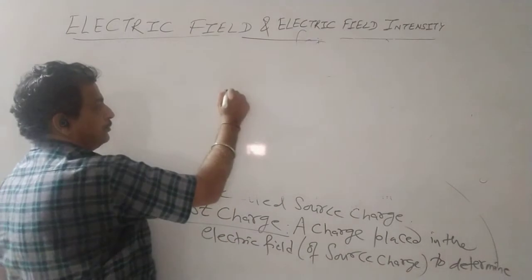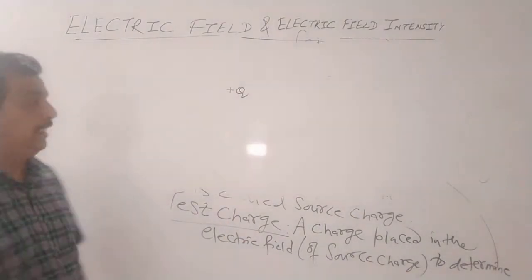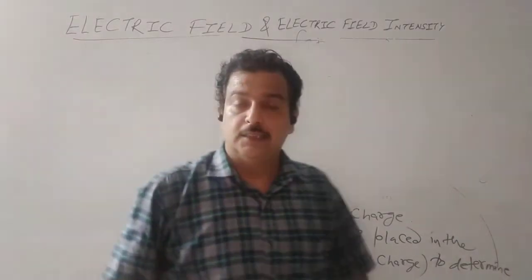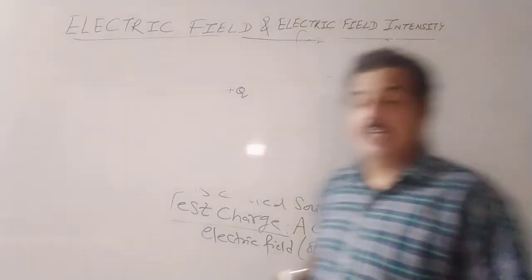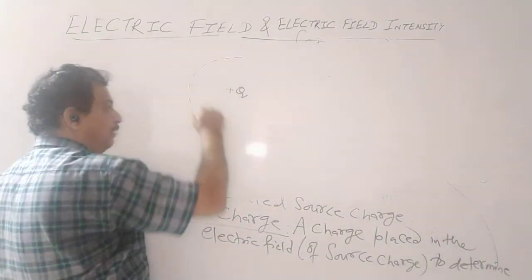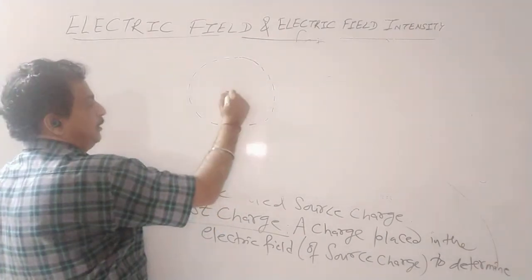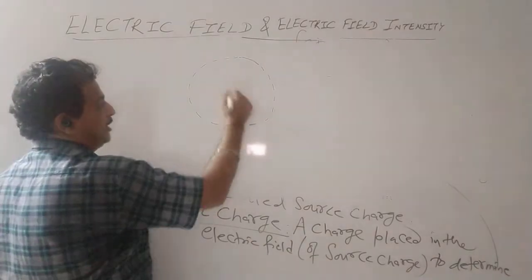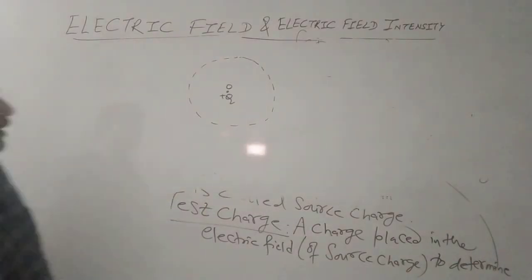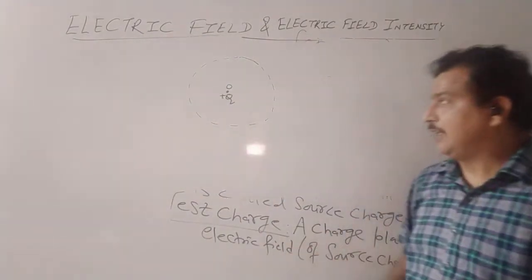Now it should be clear that if I keep a plus q charge, a simple point charge, in a space, the electric field, मतलब इलाका, वो spherical होगा such that this charge comes at the center of the sphere. So this dotted line is the electric field of a point charge which is spherical.